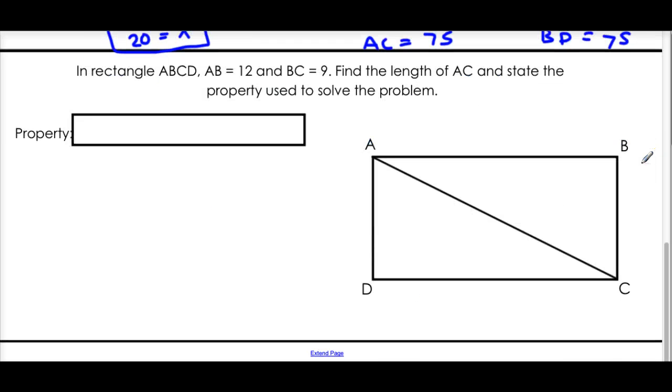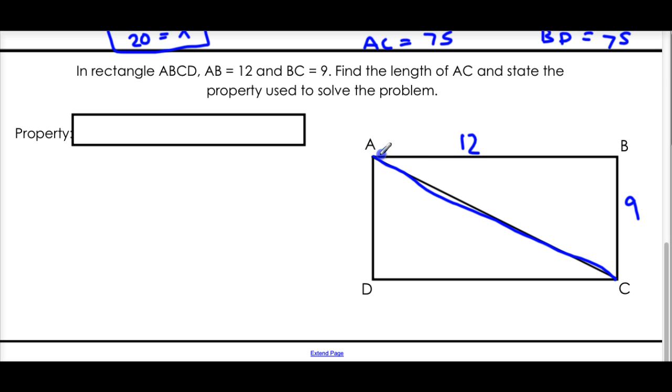Sweetness. And finally, in rectangle ABCD, AB is equal to 12, okay? And BC is equal to 9. Find the length of AC and state the property used to solve the problem. So AC is right here, and we want to find the length of this, and we only know the side lengths. What property can help us solve this? And that's an interesting question.